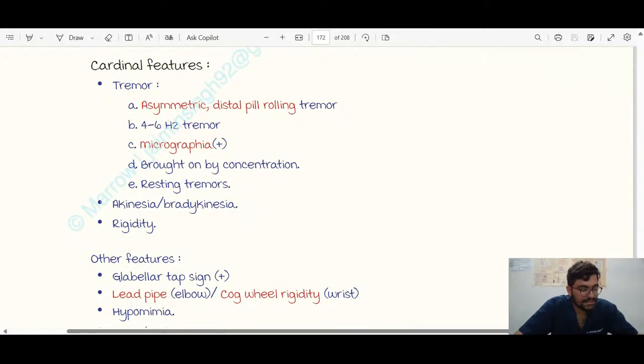Discussing the clinical features of Parkinsonism, there are five important features, and tremor is one of the best clinical features. It is an asymmetrical distal pill-rolling tremor, 4 to 6 hertz in frequency. There may be micrographia, brought on by concentration. Resting tremor, akinesia, bradykinesia, and rigidity are the cardinal features.